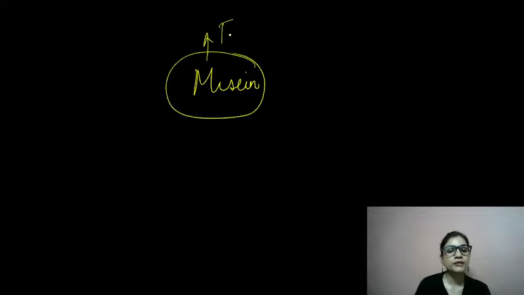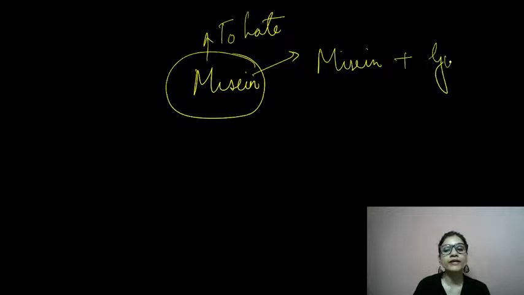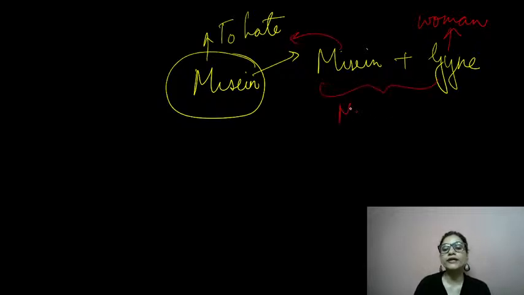Let's talk about the next word now, an interesting word again. Misane means to hate, and if I add the word misane to gynae, what do I get? What is gynae? Gynae refers to a female or a woman, and misane means to hate, right? So when I combine these two words, what do I get? Misogyny.